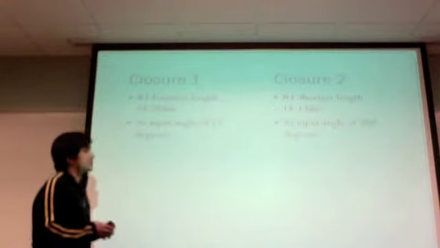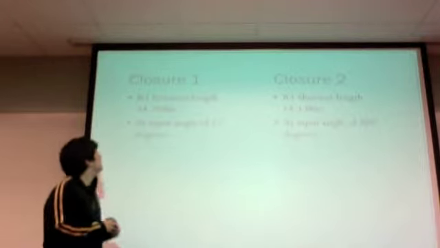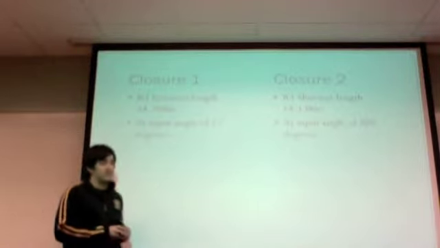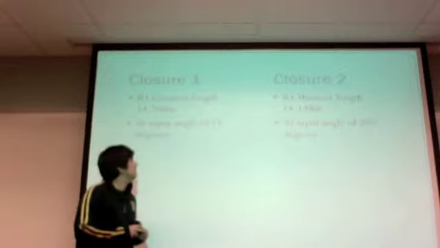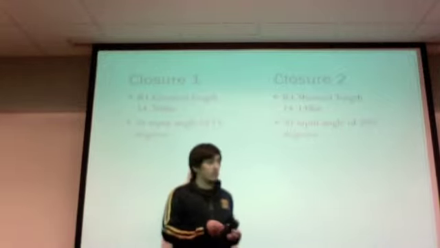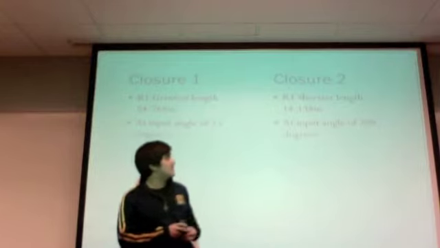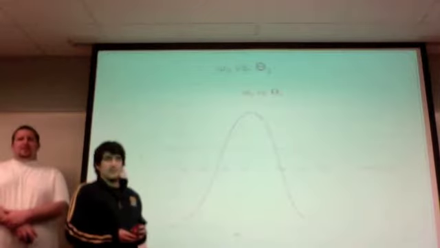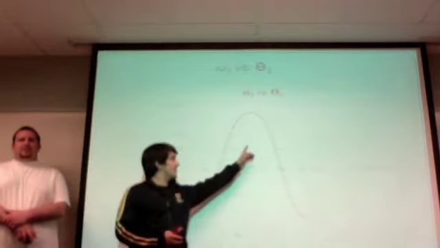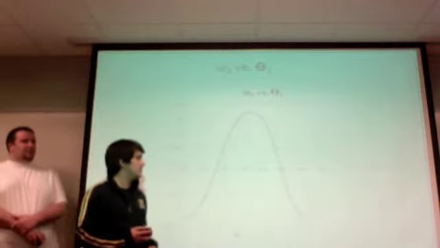On closure 1, after we did all the calculations on Excel and by hand to confirm our numbers, it showed that R1 was the greatest length at 54.768 inches at an input angle of 15 degrees. On our second closure, R1 was the shortest length, 14.138 inches, at an input angle of 209 degrees. Here's omega 3 versus theta 2, the velocity versus theta 2, and you can see how it changes throughout the phase.